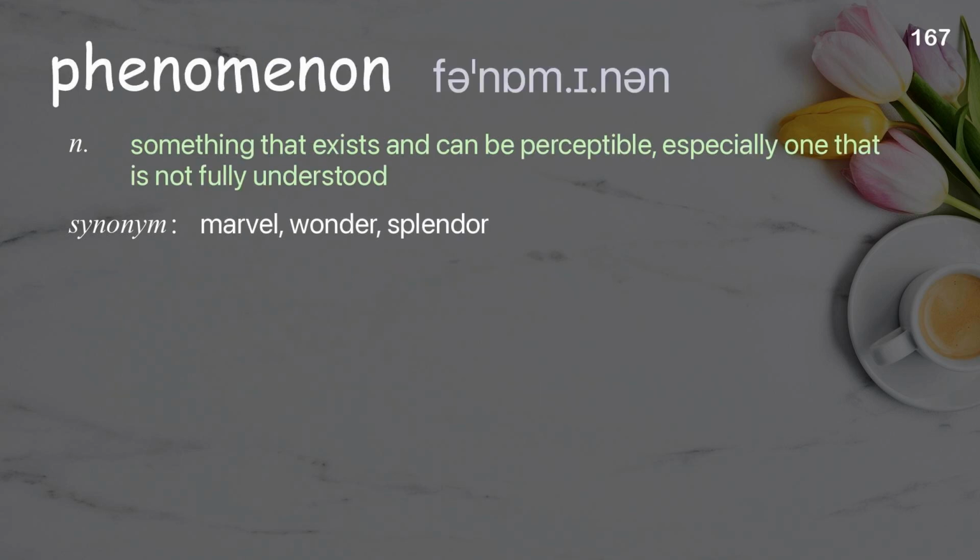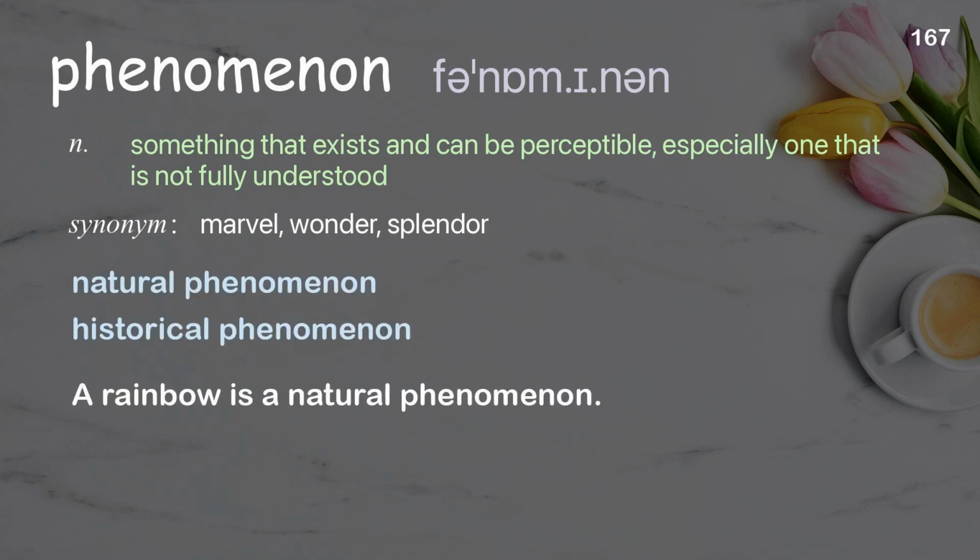Phenomenon. Something that exists and can be perceptible, especially one that is not fully understood. Examples: Natural phenomenon, historical phenomenon. A rainbow is a natural phenomenon.